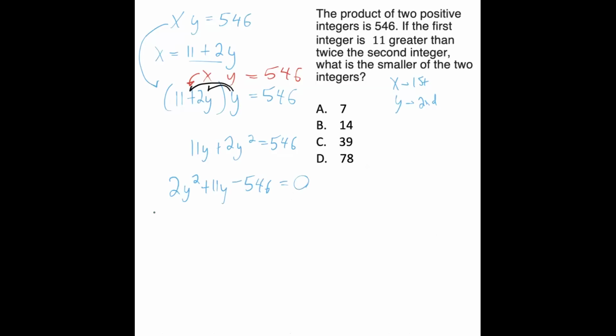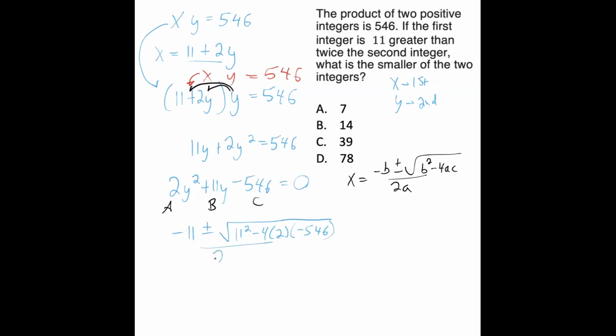Now we're trying to find y. The numbers are a little big, so instead of factoring, let's use the quadratic formula, which you should have memorized. Negative b plus or minus the square root of b squared minus 4ac all over 2a. So our a is 2, our b is 11, our c is negative 546. So solving that, that's negative 11 plus or minus the square root of 11 squared minus 4 times 2 times negative 546, all over 2a.